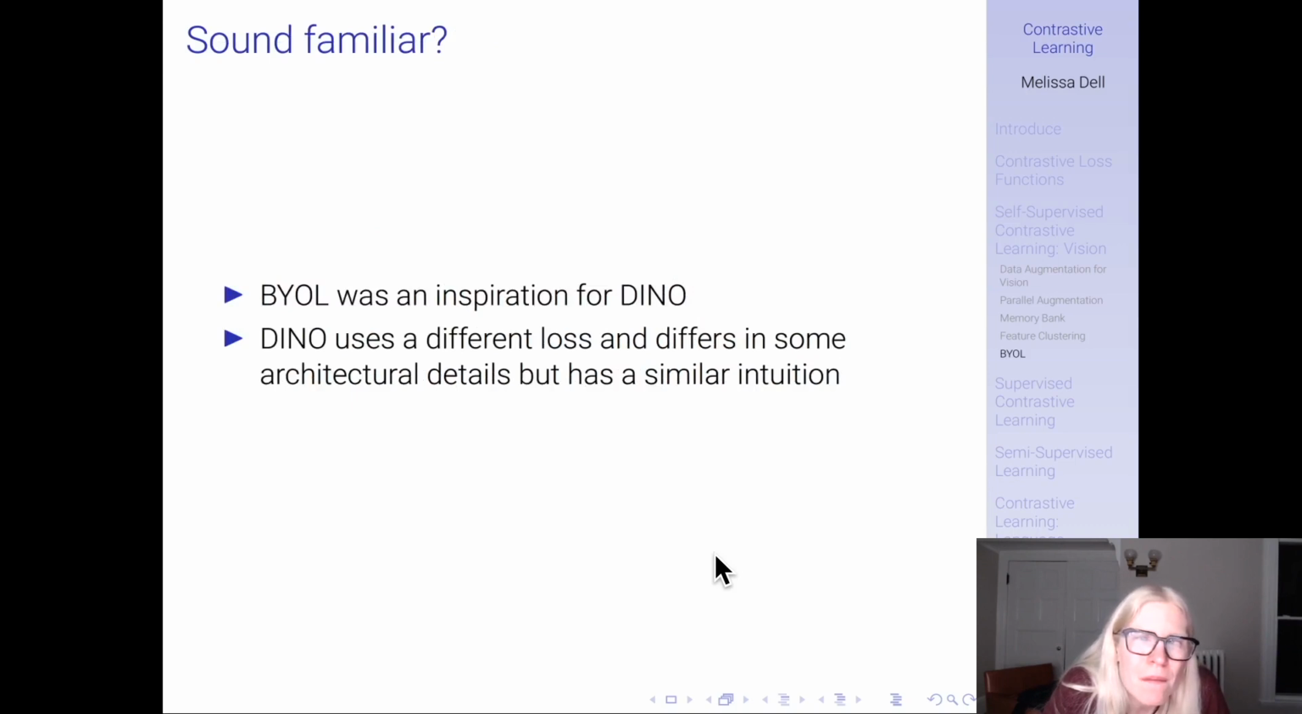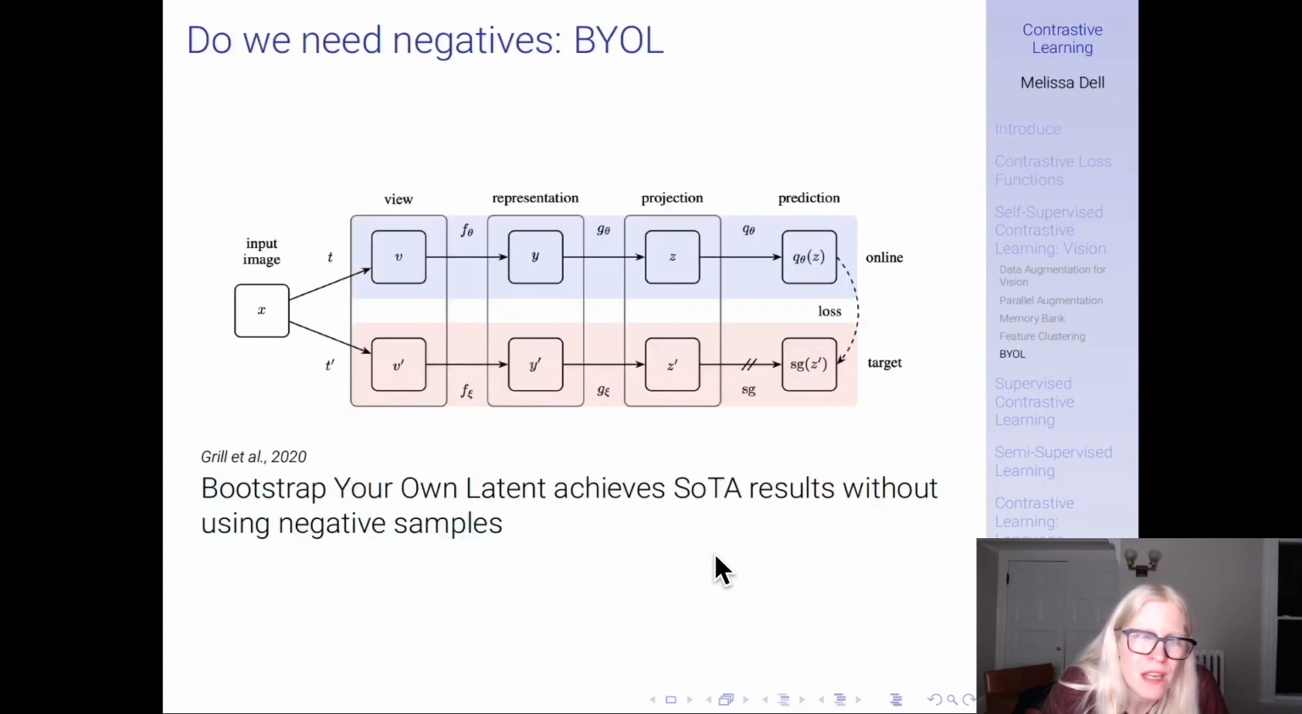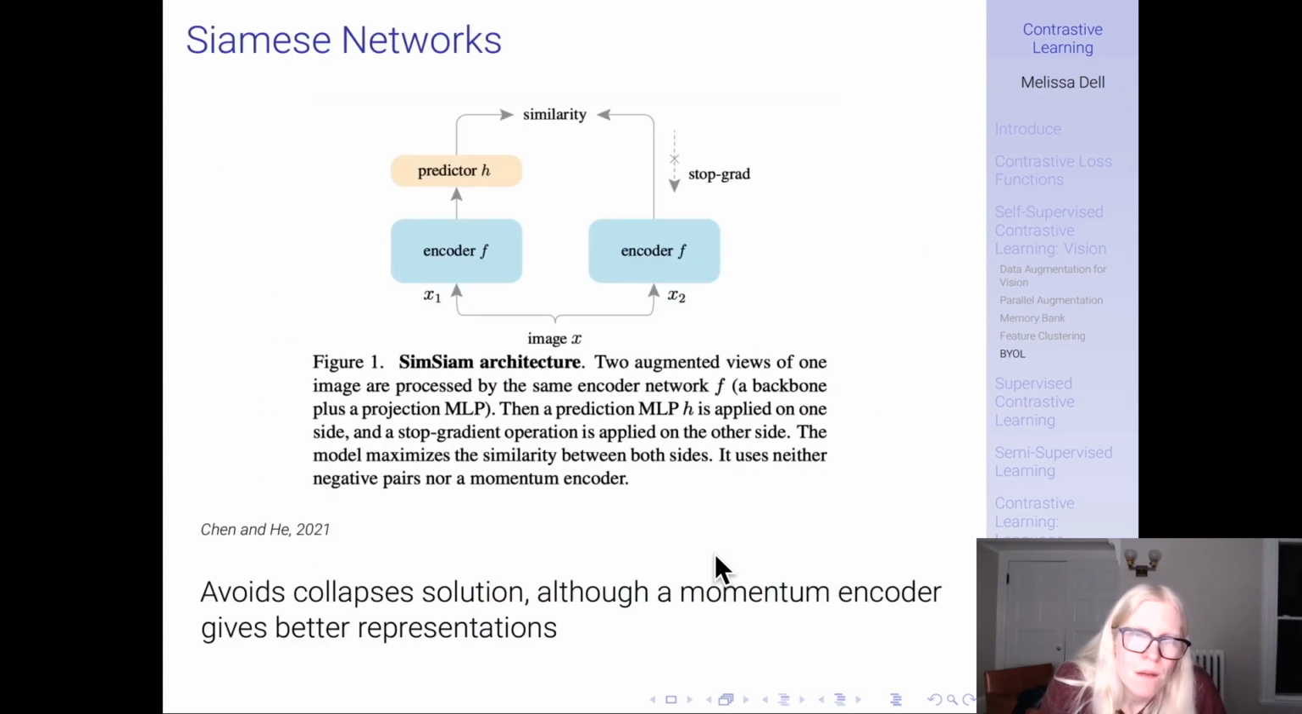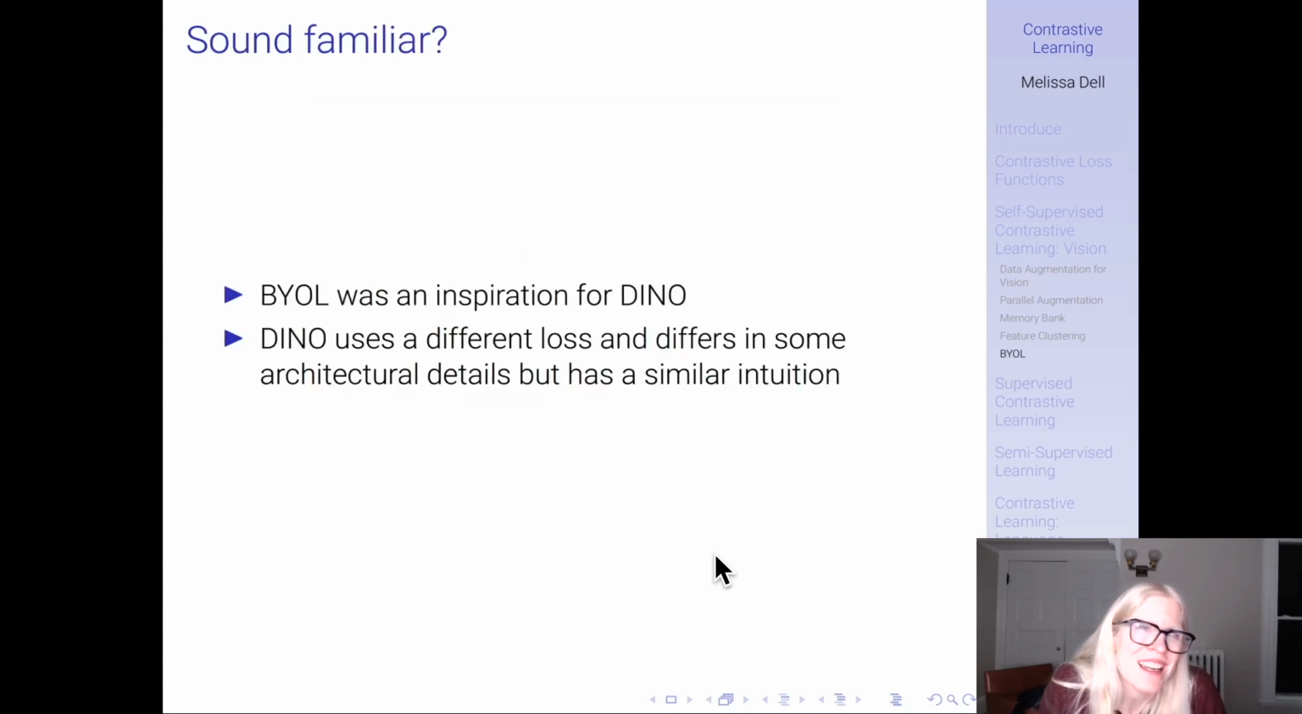So by the way, if Bootstrap Your Own Latent sounds familiar, it's because it was the inspiration for DINO, which we talked about when we were talking about vision transformers. So DINO uses a different loss function and differs in some of the architectural details, but it essentially has a similar intuition. They were calling the online network the student, and the target the teacher, but they also had this momentum encoder where it's like a slow moving average. And so it's different in some of the details, and in comparison to BYOL they beat it, but it's a very similar intuition. It's, I'd say, the more state-of-the-art version of this.